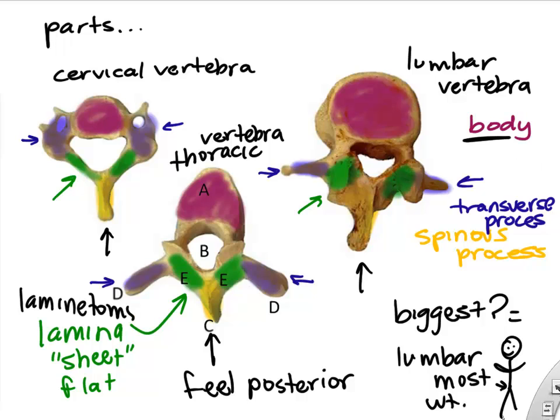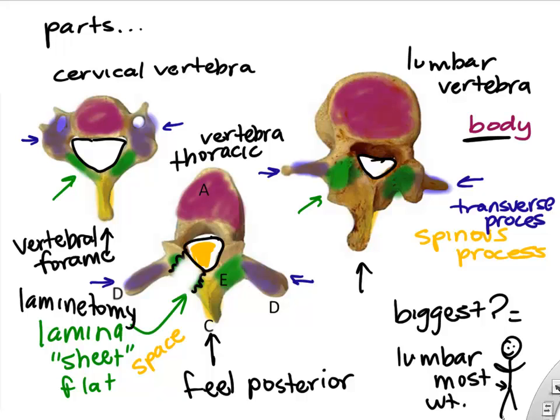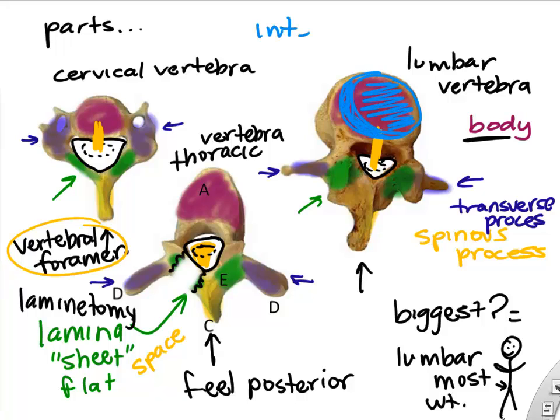The lamina are kind of famous because sometimes you'll have to have a laminectomy to create room because your spinal cord or some of the nerves are being impinged, and so they'll do a laminectomy to create space. The final part I wanted to mention was the vertebral foramen. Again, foramen means hole. Vertebral foramen means hole in the vertebra, and that's where your spinal cord runs up and down the spinal column, or vertebral column.